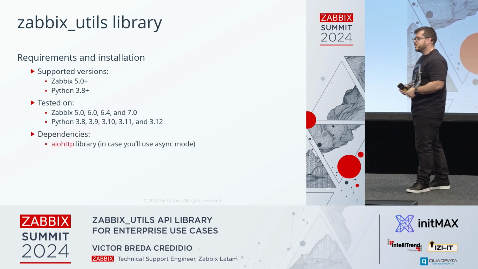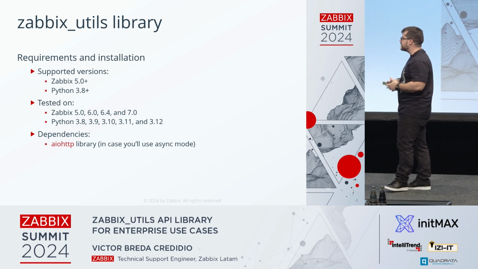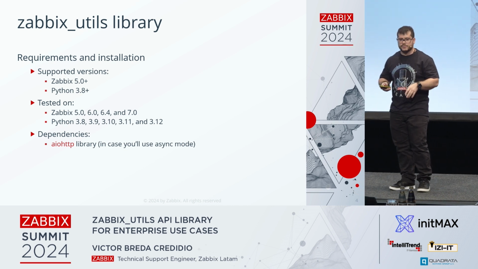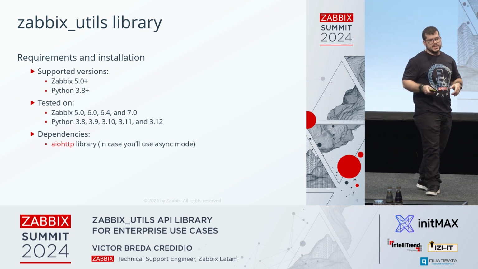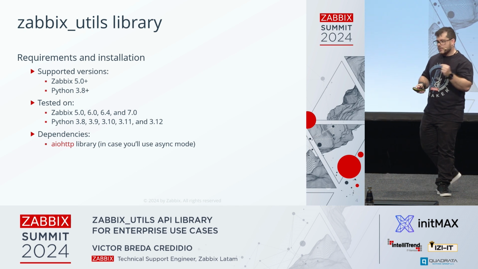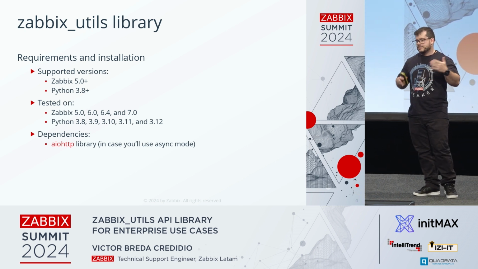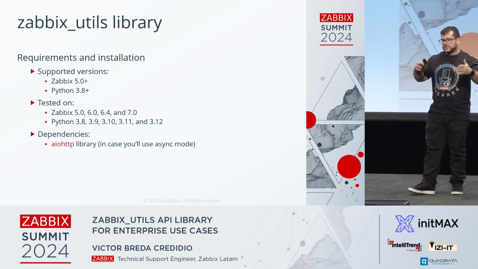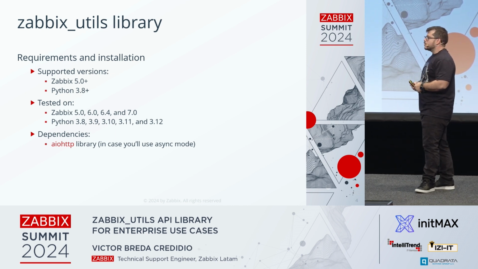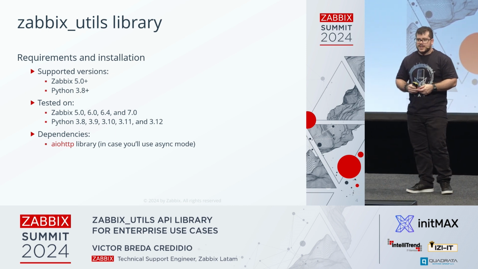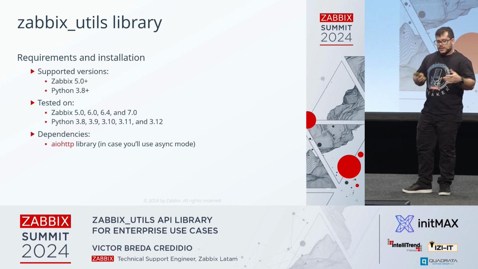And we have a specific requirement and dependence if you are trying to work with asynchronous mode. You need to make sure that you also have the AIOHTTP library. AIO means asynchronous input-output HTTP. So you can use the Zabbix API, async Zabbix API, with this guy. You need this as a requirement.